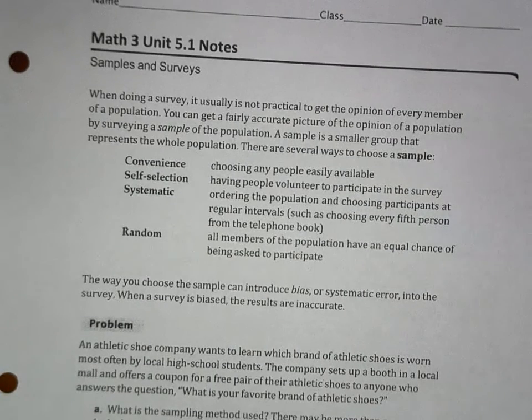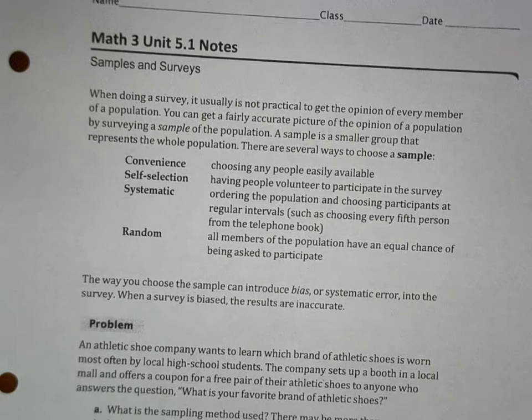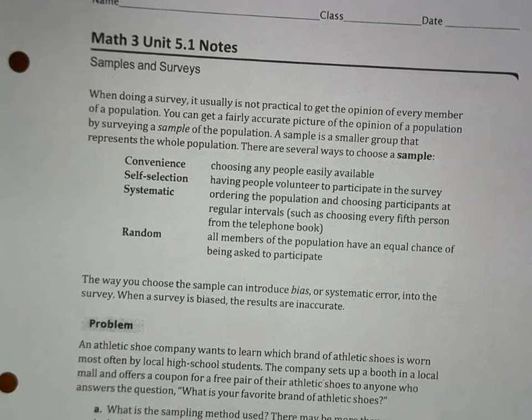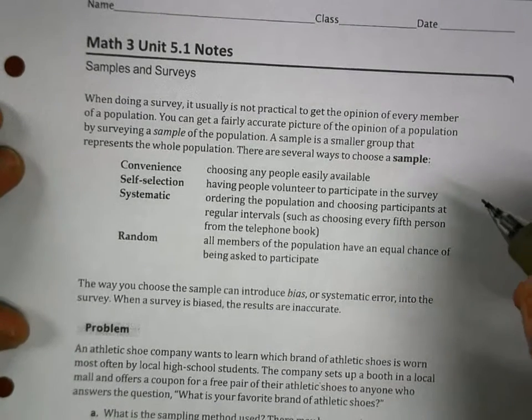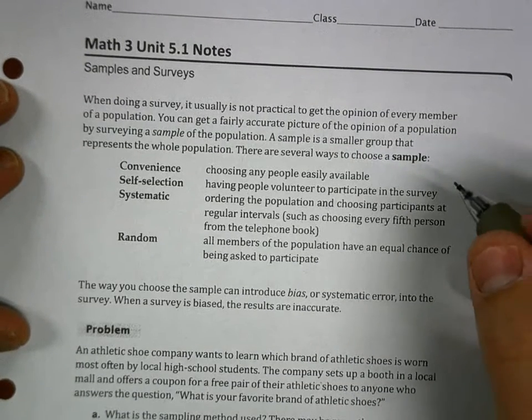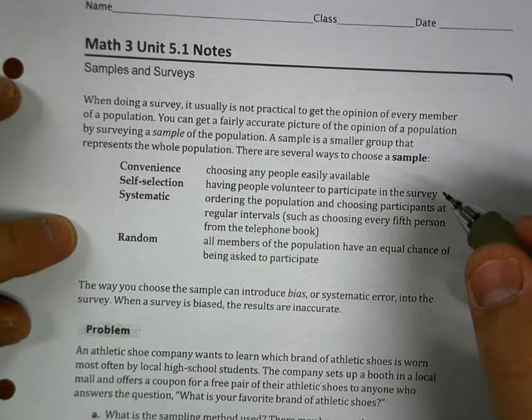Okay, in this unit, Unit 5, we're going to be looking at data, which could be numbers or opinions. In this particular lesson, we're going to look at how to choose a sample group, and there are different ways we can do this.